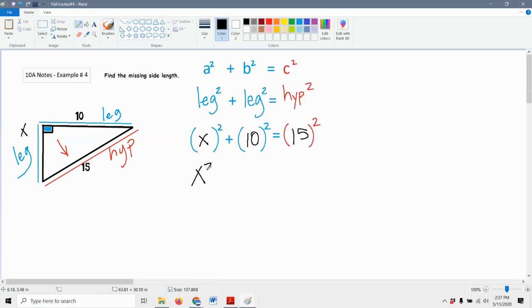So we have x squared, plus 10 squared, which is 10 times 10, which is 100, and that's going to equal 15 squared. And when we multiply 15 times 15, we'll get 225. Now we want to solve for x. So we want to do the opposite of what's being done here. So that means we're going to subtract 100 from both sides.